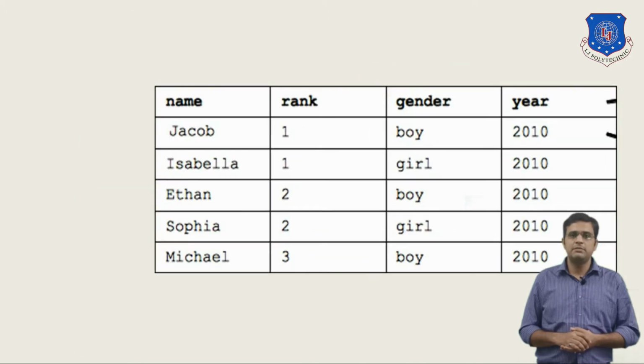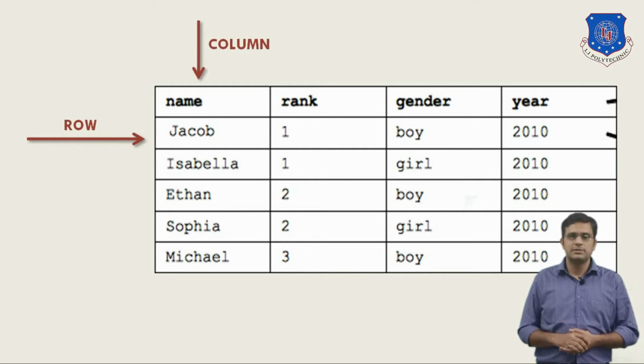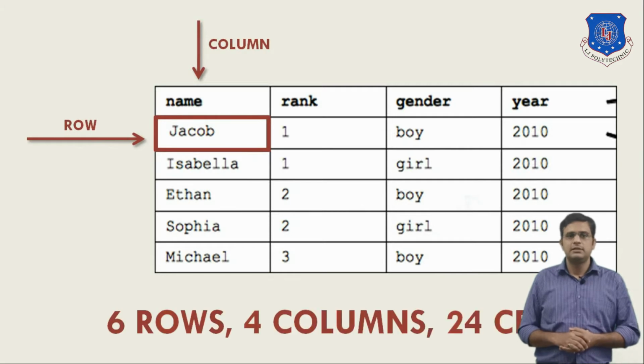This is a sample table which is showing some data. In a table, the horizontal lines are called rows and vertical lines are called columns. Each individual block is called a cell. So, we can say there are 6 rows, 4 columns and 24 cells in this table.